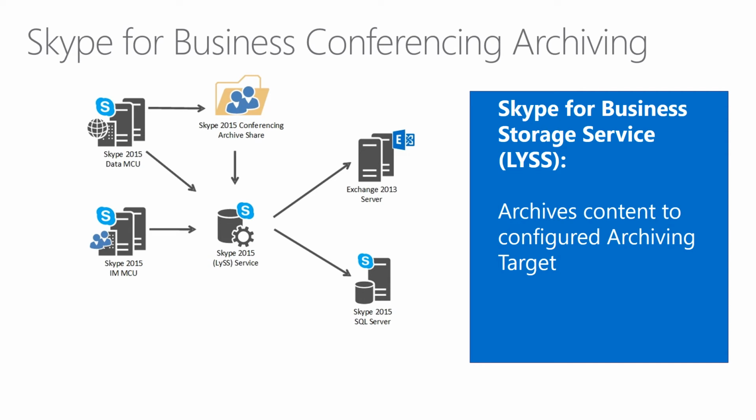Looking at the archive process in a little more detail, you can see with the following diagram that there are three critical components: the conference MCUs, the Skype for Business storage service, and the archiving target. The data MCU and the IM MCU are responsible for sending content that has to be archived to the Skype for Business storage service. The Skype for Business storage service in turn must archive that content to the configured archiving target, which could either be Exchange Server or SQL Server. The important point to note on this diagram is the absence of the AV MCU, because as we discussed, audio, video and application sharing sessions are not part of content that is archived.